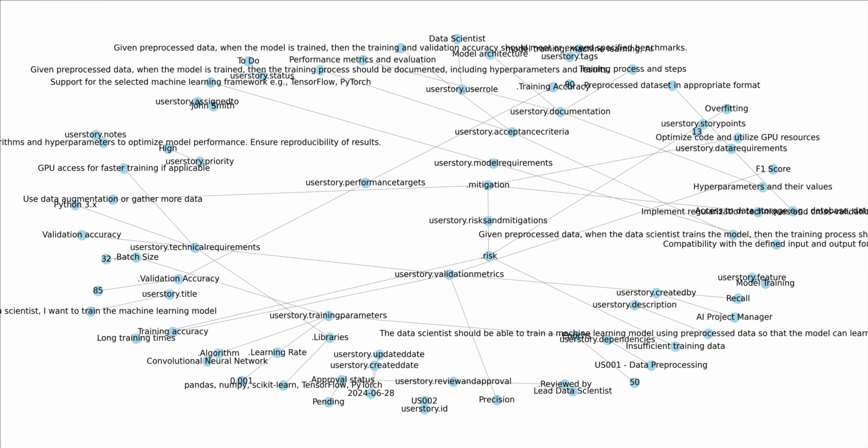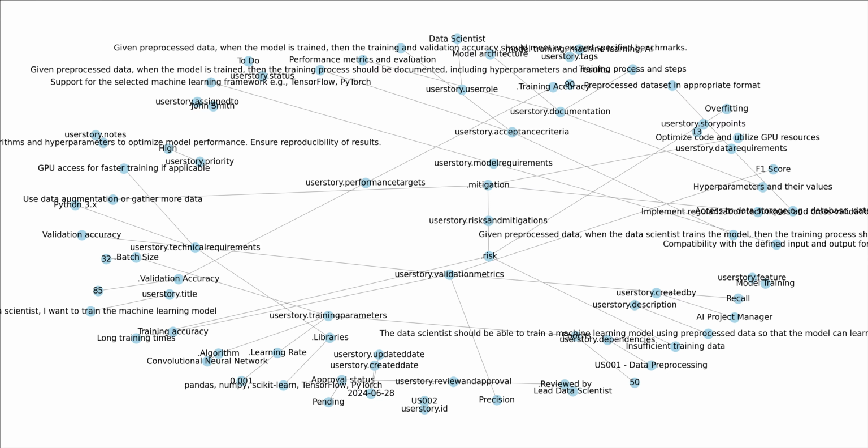Training parameters: Algorithm: Convolutional neural network. Epochs: 50. Batch size: 32. Learning rate: 0.001. Performance targets: Training accuracy: 90. Validation accuracy: 85. Documentation: Model architecture, training process and steps, hyperparameters and their values, performance metrics and evaluation. Review and approval: Reviewed by lead data scientist. Approval status: Pending.